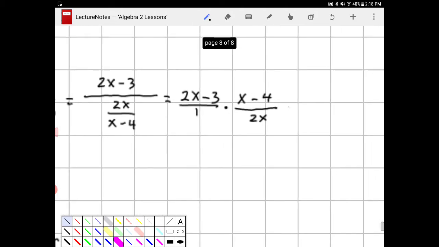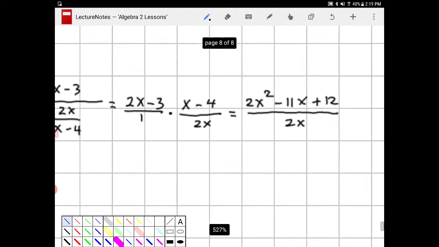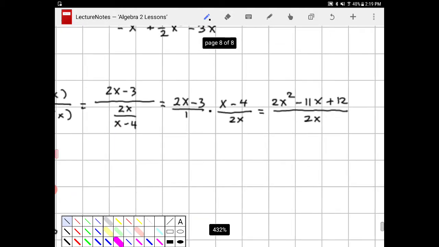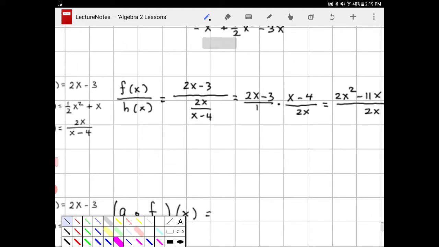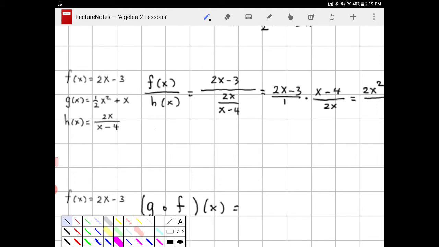And again, we're going to perform a little bit of simplification. This becomes 2x squared minus 11x plus 12, all divided by 2x. There's really nothing else that we can do with this because there's no common factor between the numerator and denominator, so we're just going to leave it like that. Now suppose the question was f divided by g, right?